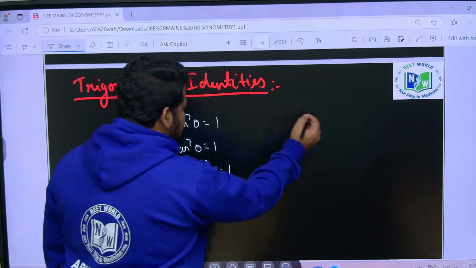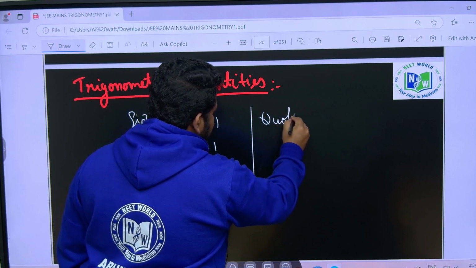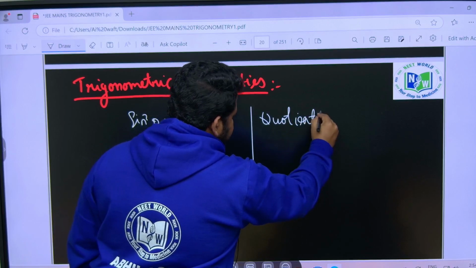There is another thing called the quotient relation. This you already know, but we call it the quotient relation.